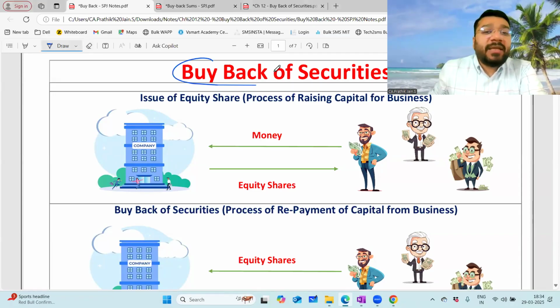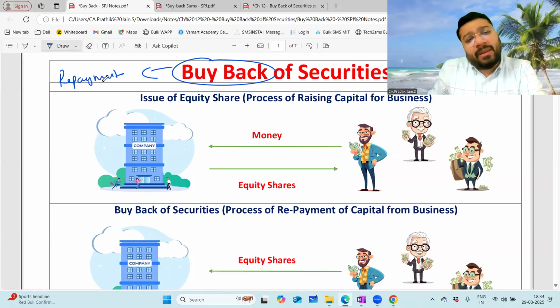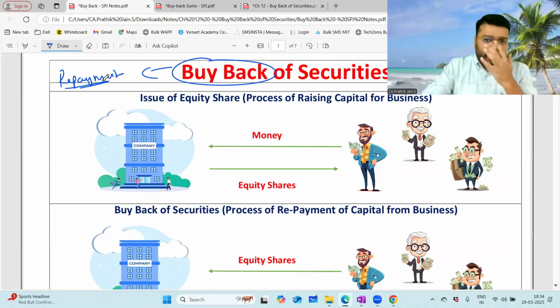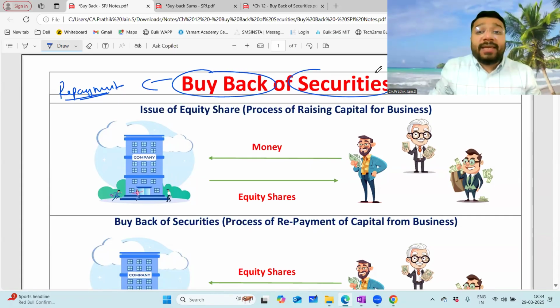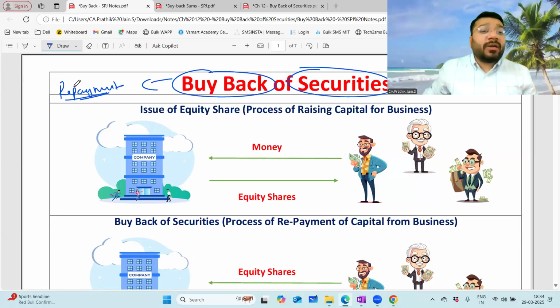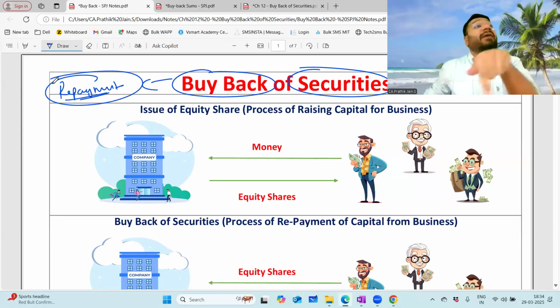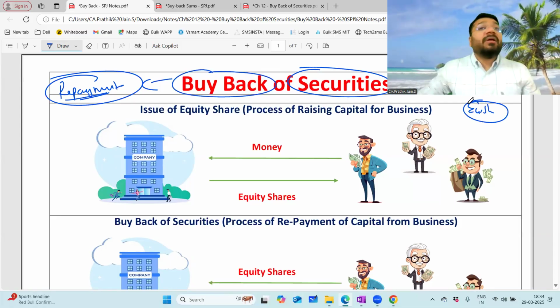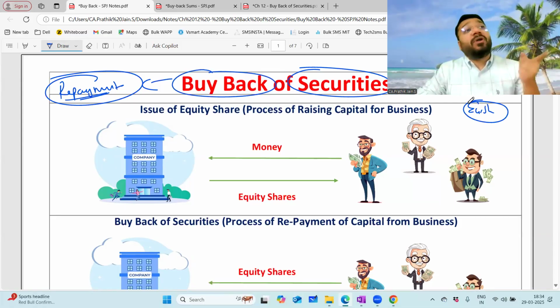So let's do a quick recap. Please tell me, what is the meaning of buyback? Repayment before due date. Wonderful. Securities include equity shares, preference shares. Securities is not capital. Equity shares, preference shares, debentures. So when you're talking about repayment, of which security are we talking about in this chapter? Only equity share.